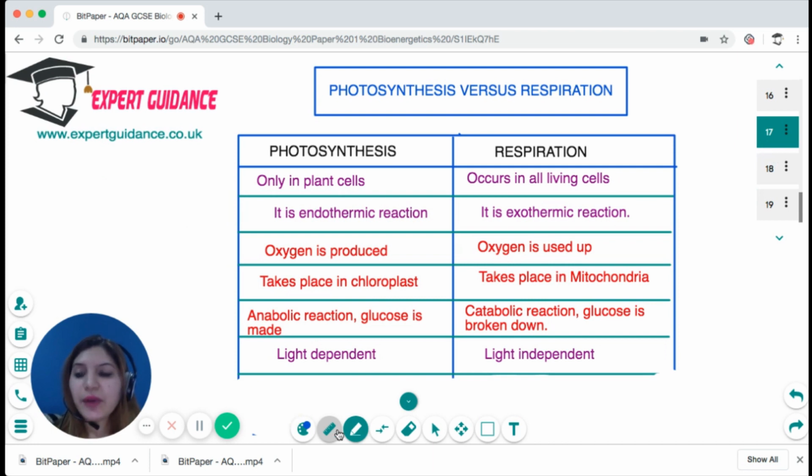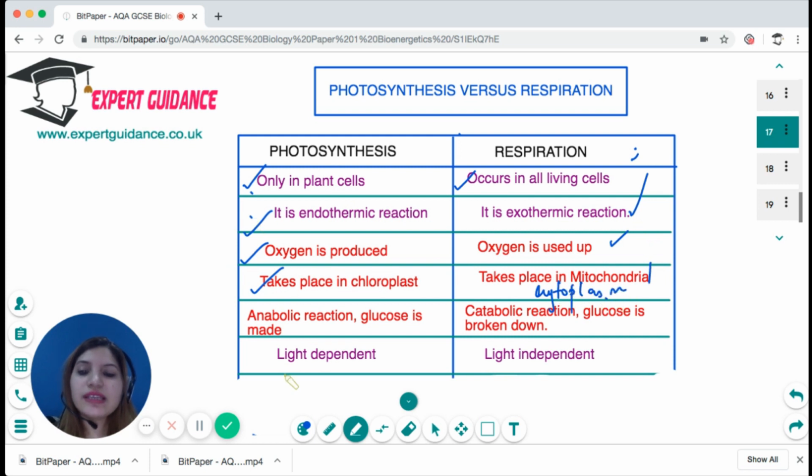Okay, so now in this topic, just to summarize, we did what is photosynthesis and respiration, and this is the difference between photosynthesis and respiration. Photosynthesis takes place only in plant cells. Respiration occurs in all living cells. Photosynthesis is endothermic, respiration is exothermic. In photosynthesis, oxygen is produced. In respiration, oxygen is used up. Photosynthesis takes place in chloroplasts, respiration takes place in mitochondria, or if it is anaerobic respiration, that will take place in the cytoplasm of the cell.